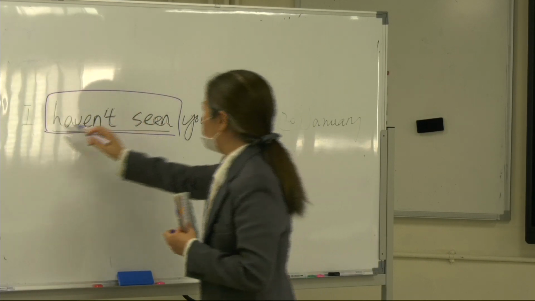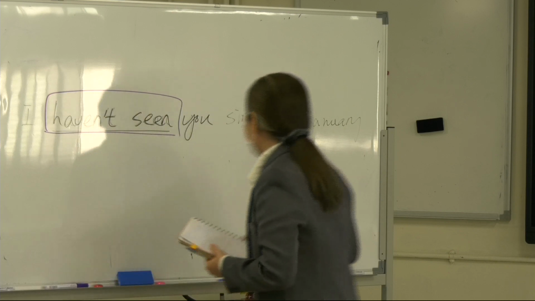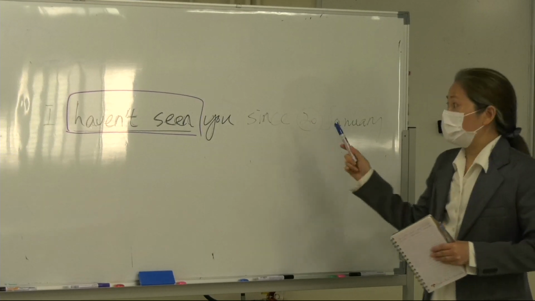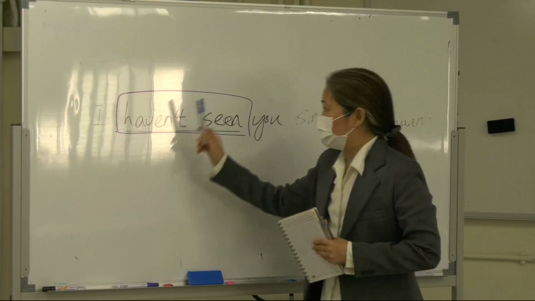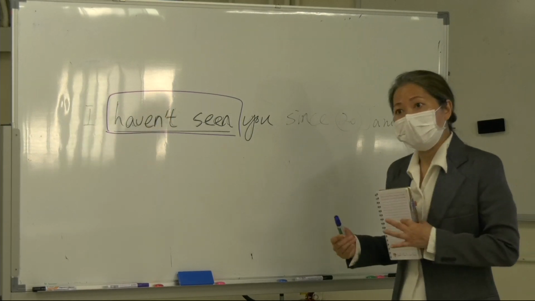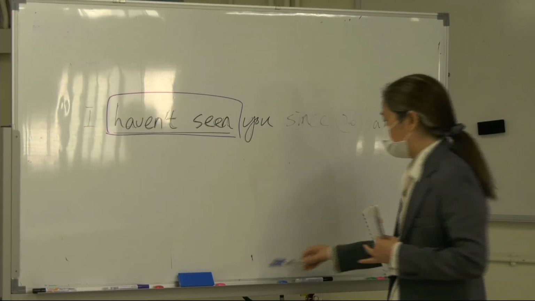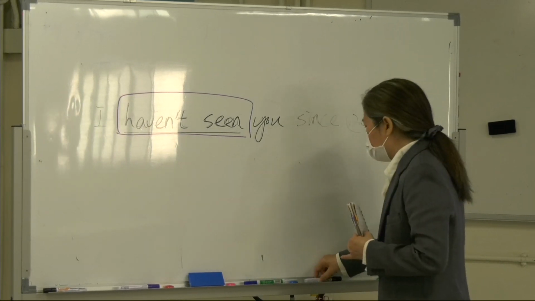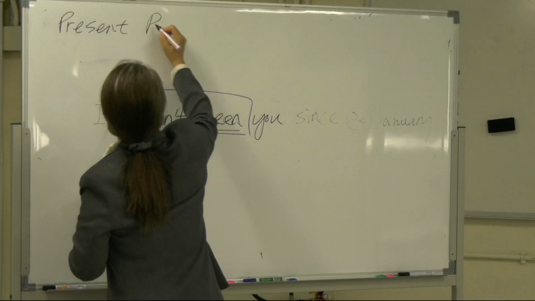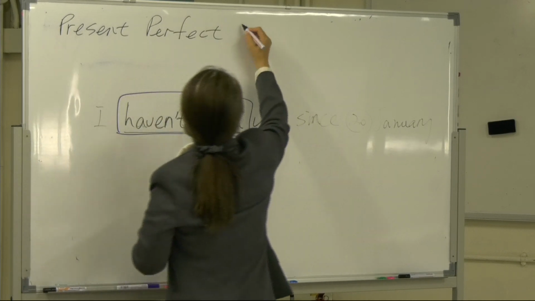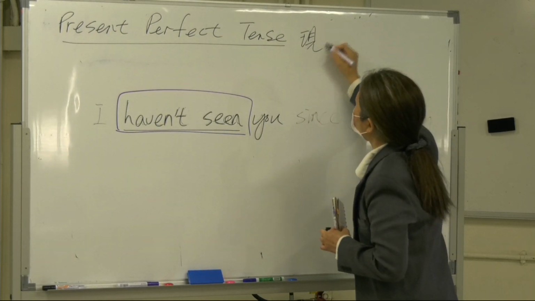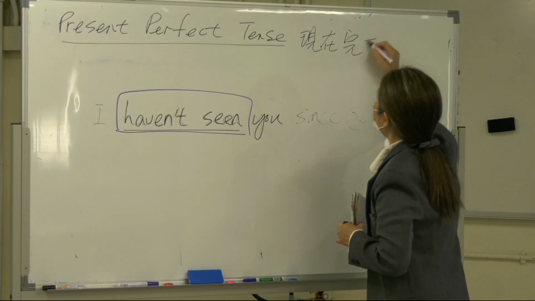Recently, everybody, in our everyday life, we usually use a sentence like this. I haven't done something. I have done my homework. I haven't seen you for a long time. And we call this present perfect tense. In Chinese, it is 現在完成式.